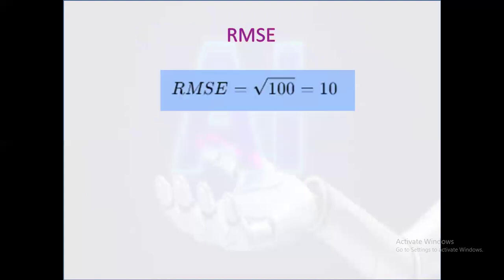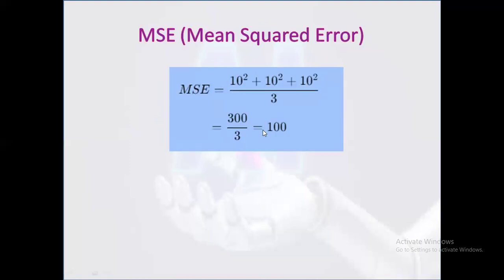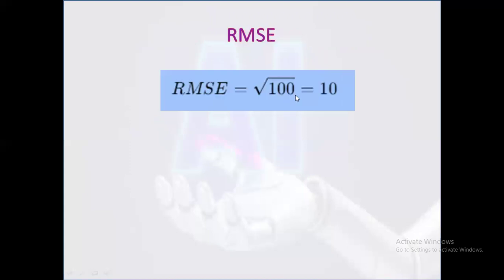Next, root mean square error, which is the square root of MSE. Here we are getting 100, so the square root of 100 is 10. It represents the prediction error in the same units as the target value. It is widely used because it is easier to interpret than MSE while still penalizing large errors. Lower RMSE values indicate that the model's predictions are closer to the actual values.